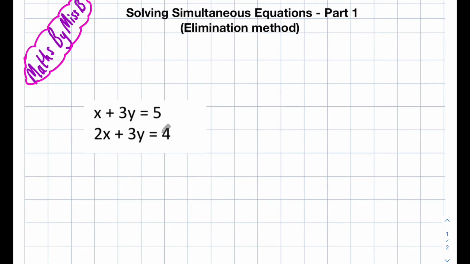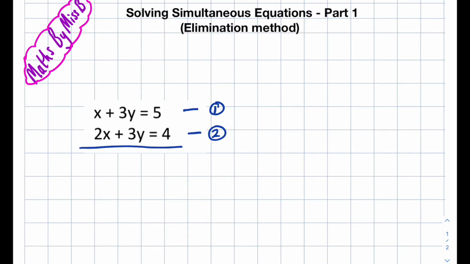To solve simultaneous equations, what we need to do is eliminate one of the variables. Either eliminate the x or eliminate the y. And then you're just left with one variable and it becomes easier to solve. Okay, so let's start with this one. So I'm going to label the first equation as equation number 1, second one as equation number 2. This is just a process I'm going to teach you now.